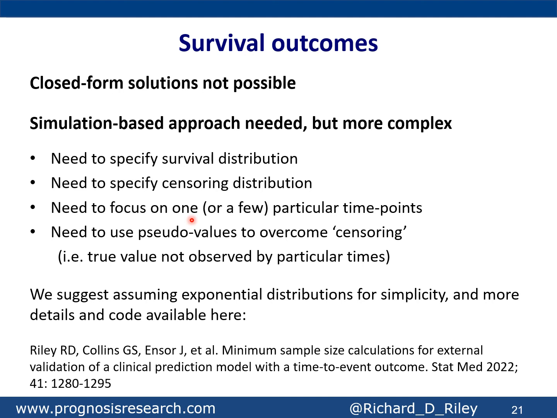But the underlying premise is very similar to before, where we're going to simulate a large data set under assumptions of good calibration. We're going to simulate the linear predictor distribution based on maybe a histogram or something available in the model development paper. And then we're going to use assumed survival distributions for the survival and censoring, probably just exponential distributions because that would keep things simple, and then work out based on a particular sample size the precision of our estimates, and then repeat that to see how the precision changes according to different sample sizes, and then eventually decide on the sample size that we'll use.